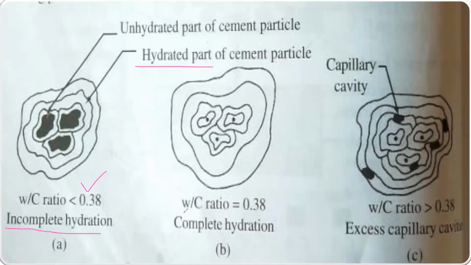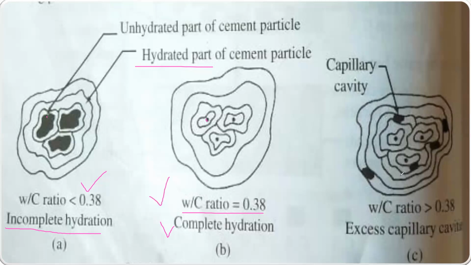Now coming to this, that is if the water cement ratio is exactly 0.38. In this, the complete hydration is going to happen. You can see you don't have any unhydrated part of the cement particle, and even if you have, it's a very small amount, and it's okay. So this is a complete hydration and this is what we require.